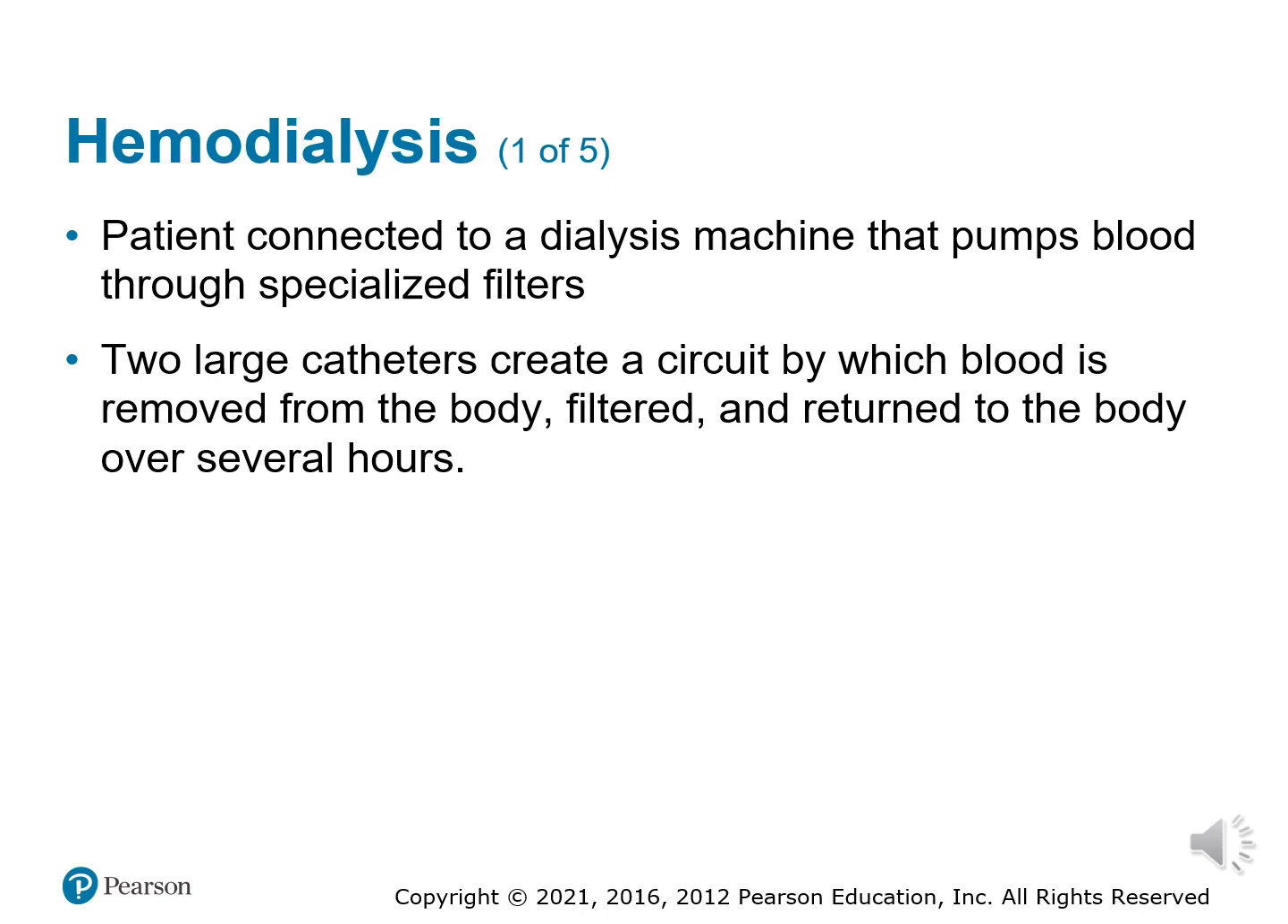Next is hemodialysis. The patient is connected to a dialysis machine that pumps blood through specialized filters. Two large catheters create a circuit by which blood is removed from the body, filtered, and then returned to the body over several hours. There are two port catheters inserted into a major vein in the torso. An AV fistula is surgically created and connects the arterial to the venous blood flow.